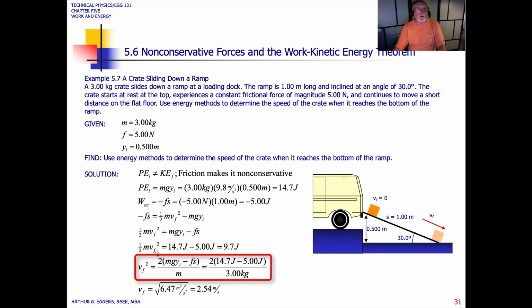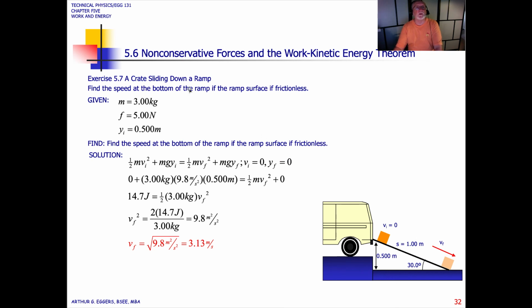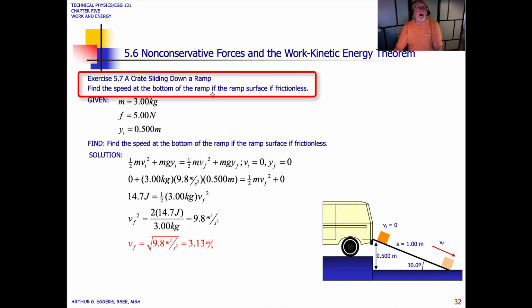Moving terms around, velocity final squared is equal to 2 times (mgy minus Fs) divided by m, the mass. So we get 2 times (14.7 joules minus 5 joules) divided by 3 kilograms. We get v final equal to 2.54 meters per second. You can see this non-conservative force becomes the friction, and it just becomes things acting in the opposite direction.